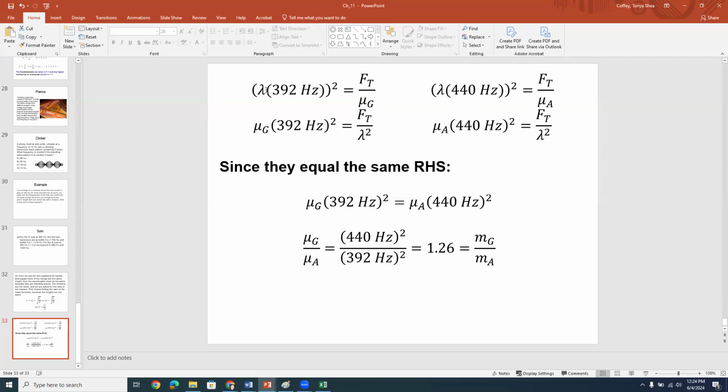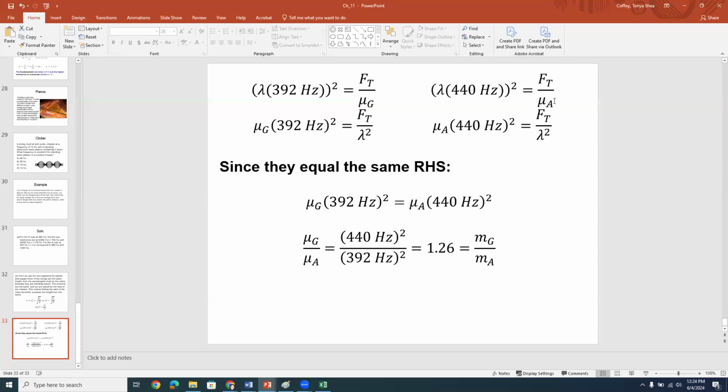Okay, so plugging in some numbers, wavelength is the same. So I'm just going to call it lambda because we don't know what it is, but we know it's lambda for both. So (lambda times 392 hertz) quantity squared for the G note is going to equal the force of tension divided by the mass per unit length for the G note. And then I can say the same thing for the A. (Lambda times 440 hertz) quantity squared is going to be F_T over mu A.